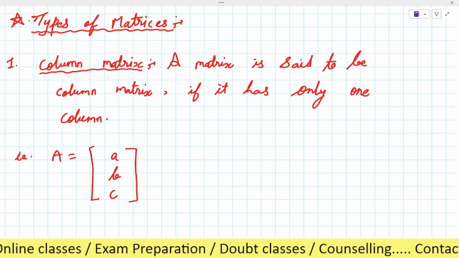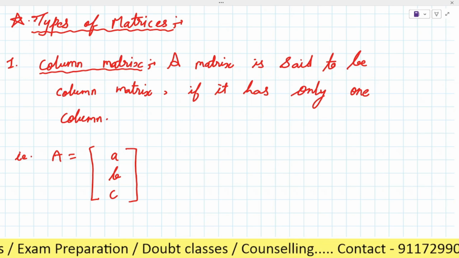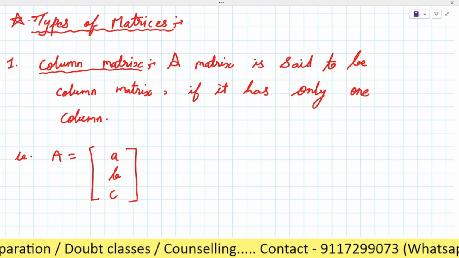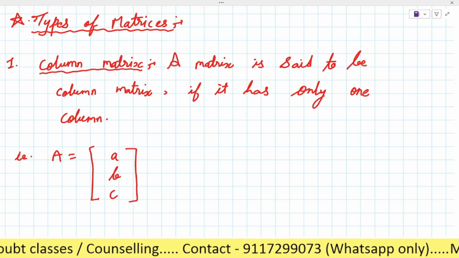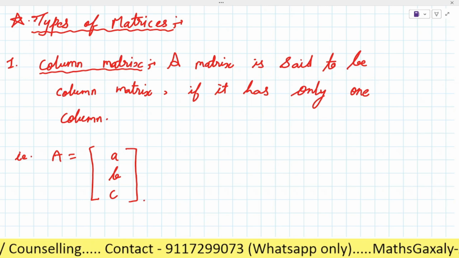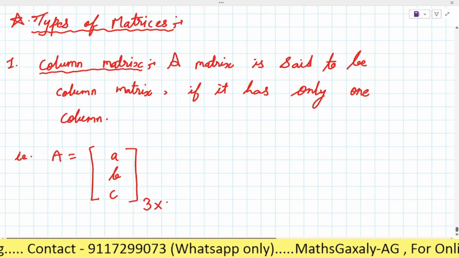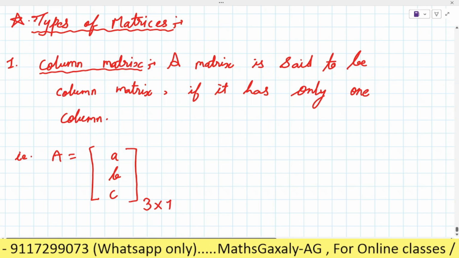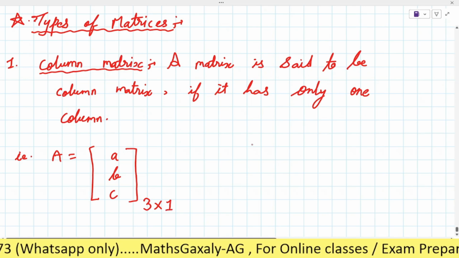And if we write the order of the matrix, what will the order be? We learnt it in yesterday's class. The order is m by n, read as m by n. M is the number of rows and n is the number of columns. First we have to write the number of rows. What is the number of rows? 3. And the number of columns? 1. So it will be a matrix of order 3 by 1. Is it clear?